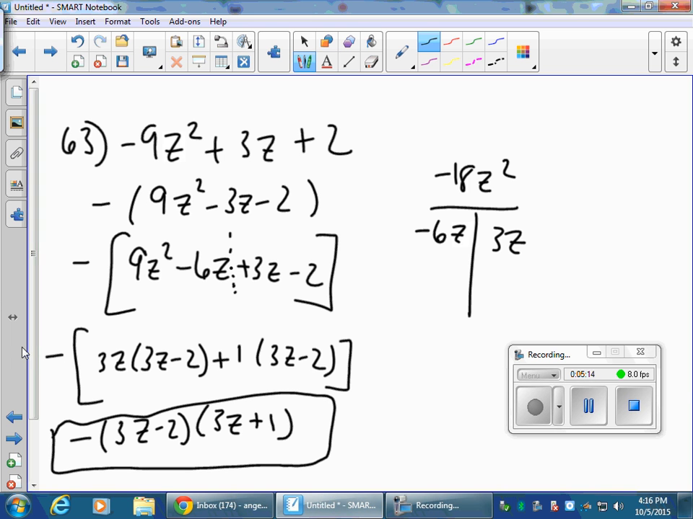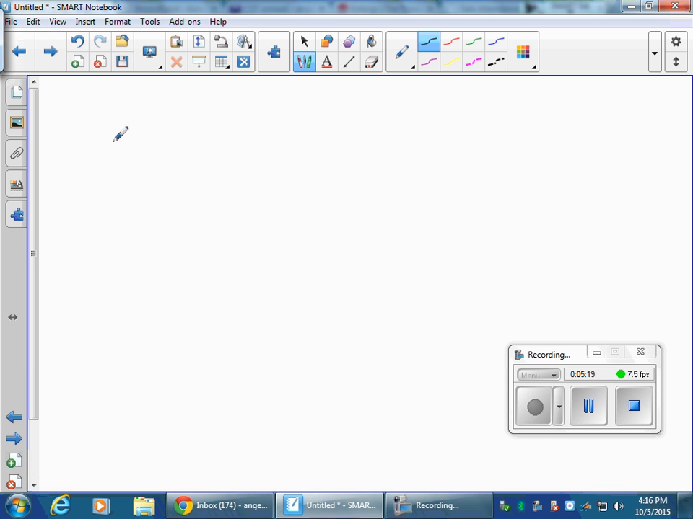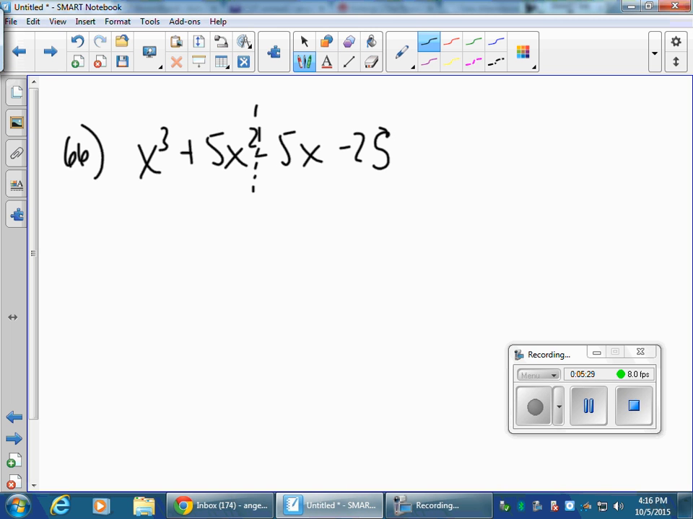All right, problem 66, factor by grouping. We kind of did a little bit of factoring by grouping in that problem, so I thought it was probably the easiest way. X cubed plus 5x squared minus 5x minus 25. Okay, I'm going to draw a little line down through here. Out of the first two, I take out an x squared. If I take an x squared out, it's going to leave me with x plus 5.